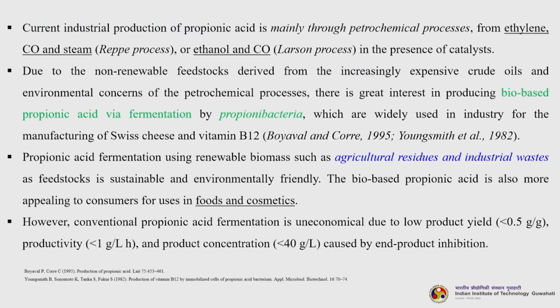Current industrial production of propionic acid is mainly through the petrochemical process. Mostly it is from ethylene, carbon monoxide and steam, which is the Reppe process, or ethanol and carbon monoxide, which is the well known Larsen process, and of course, both are carried out in the presence of catalysts.